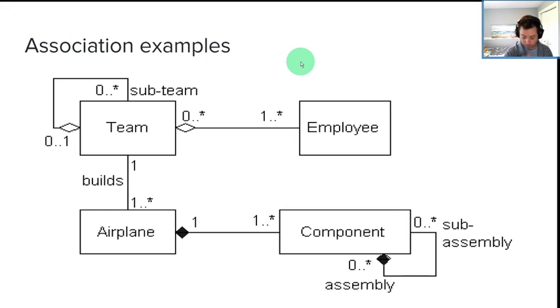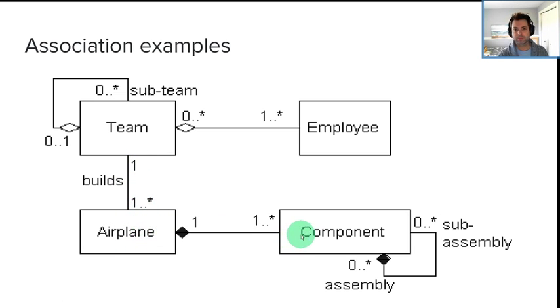Here's another example of association, aggregation, composition. So here we have a team that is putting together an airplane. So a team has multiple employees. If the team goes away, the employees do not go away, right? So we're going to keep them in our company. They can build an airplane. So one team builds one or more airplanes.